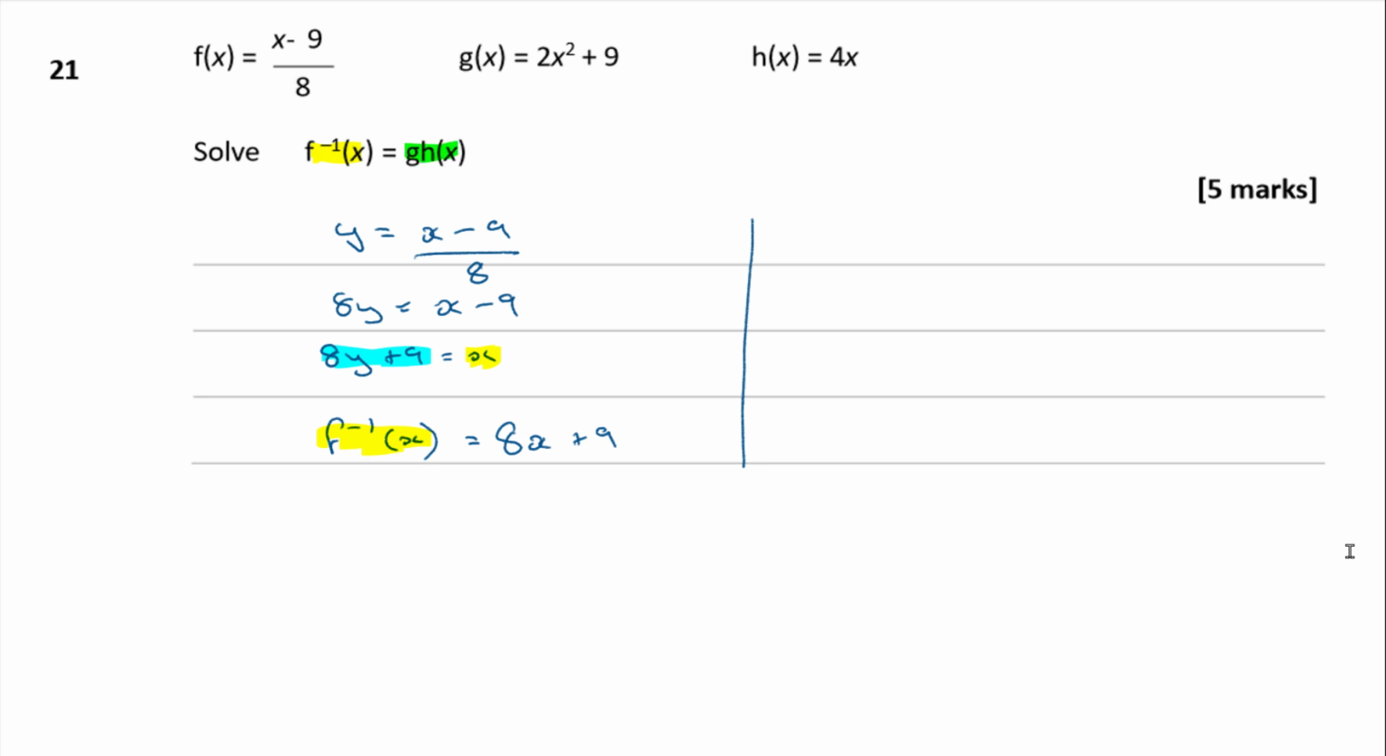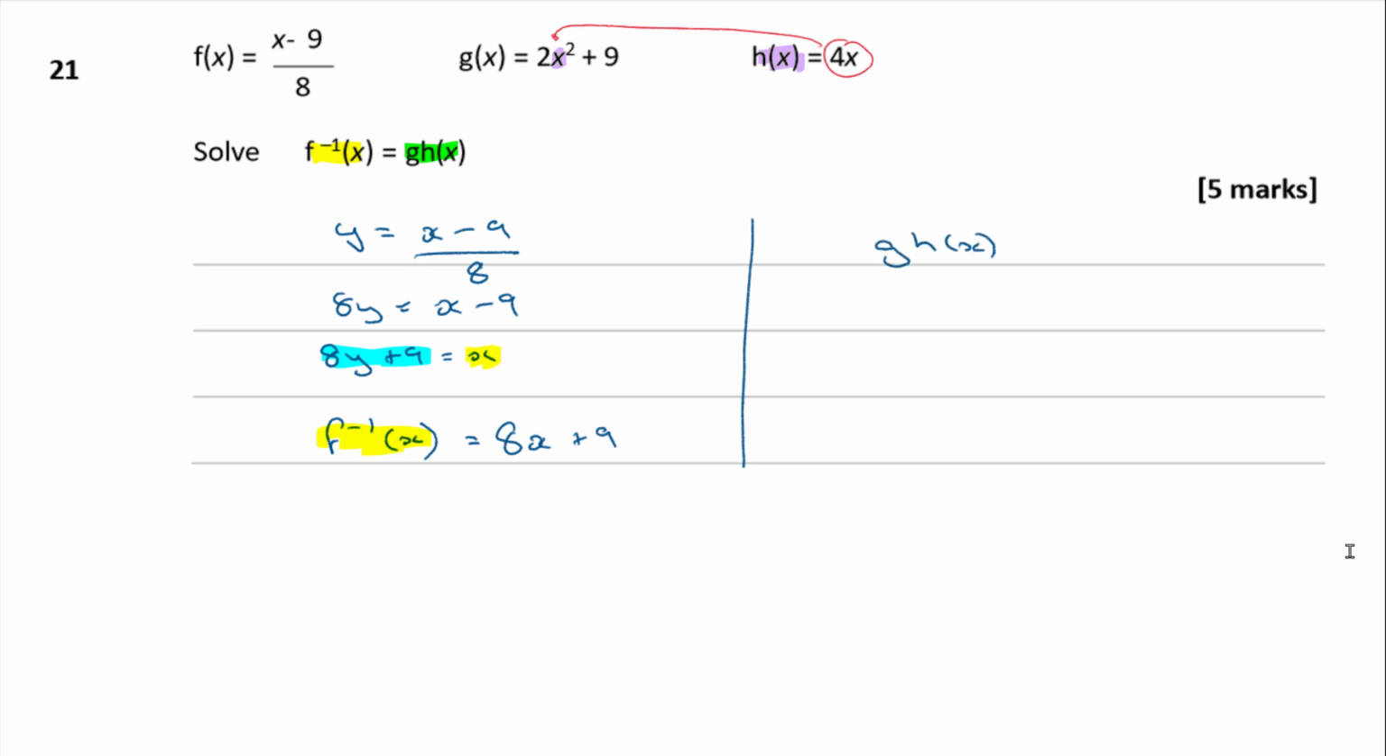Now, g of h of x, you work from the inside and you work out. So I'm going to start with the h of x because that's closest to the x, and I'm going to feed it into g. So I'm going to take the function h and I'm going to feed it into g. So this bit here, 4x, which is the h of x, I'm going to then feed in to where you see x written in g of x, which is there. So I'm going to replace that x in there with h of x, which is 4x.